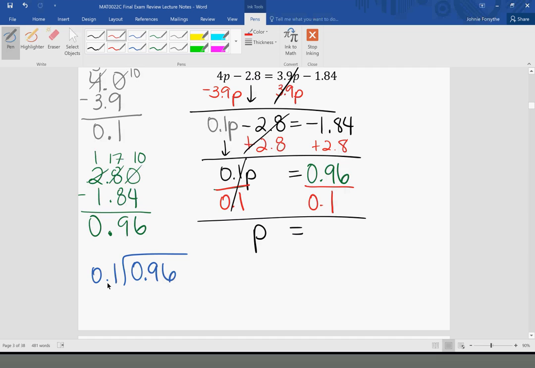Okay, so if I move the decimal, I have to move it once here. So I move it one time here. So this is where the decimal will be in my answer. So 1 divides into 9 times. 9 times 1 is 9. Subtract. Drop the 6.